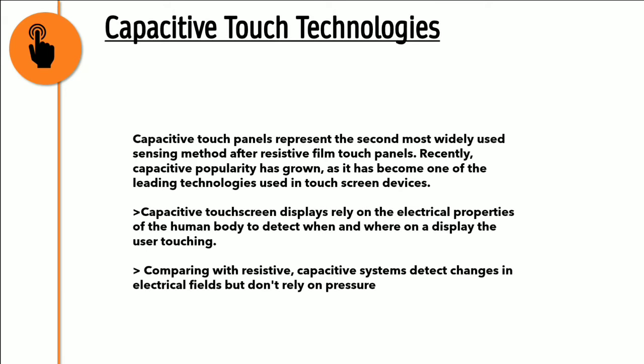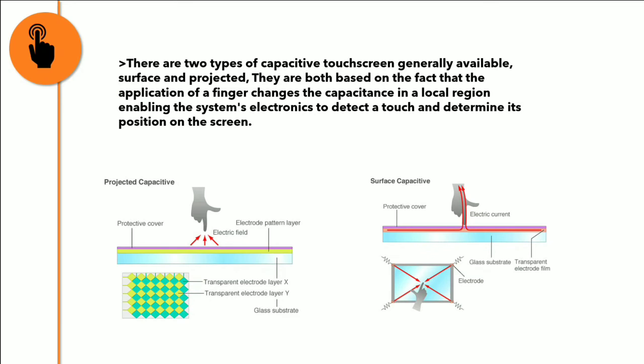Capacitive touchscreen technologies. Capacitive touch panels represent the second most widely used sensing method after resistive film touch panels. Recently, capacitive popularity has grown as it has become one of the leading technologies used in touchscreen devices. It doesn't rely on pressure, it relies on the electrical property of the human body. There are two types of capacitive touchscreens, surface and projected, both based on the fact that the application of a finger changes the capacitance in a local region, enabling the detection of the touching point.